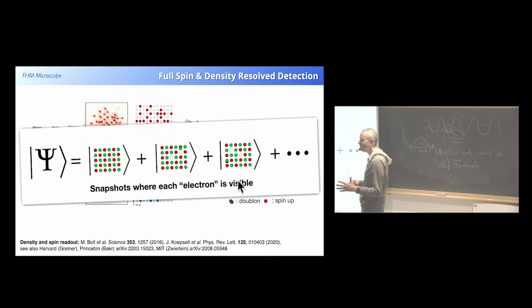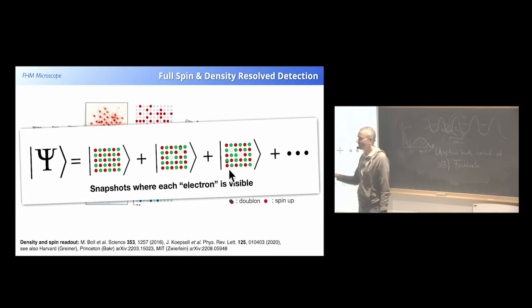You have to really repeat the experiment, recreate psi, measure again. And in the end, what you get is a probability of configuration. So I can tell you, with what probability do I see this configuration? With what probability do I see that configuration? And from these probabilities of individual configurations, I can reconstruct correlation functions and then compare to theory.